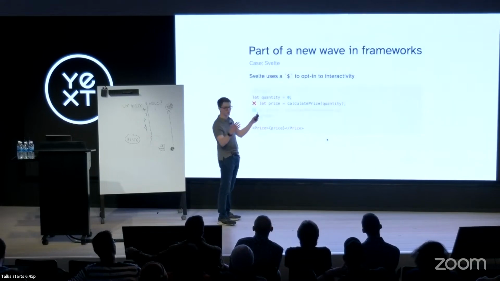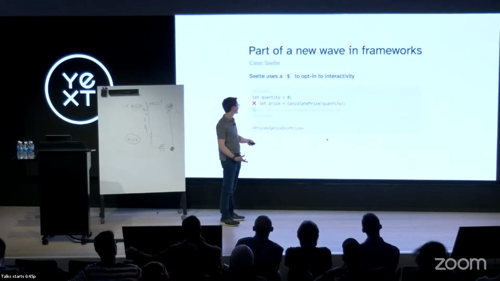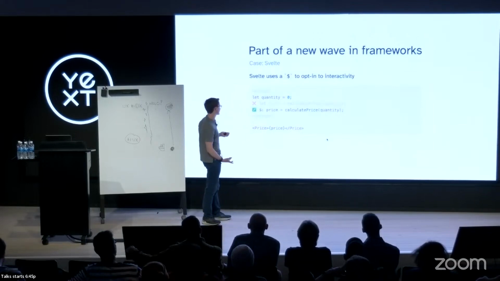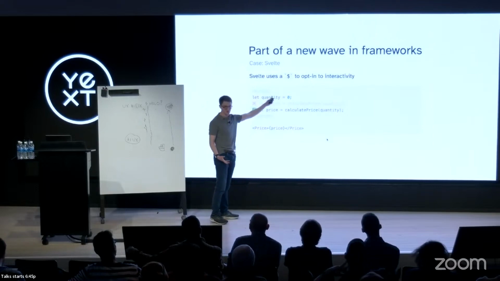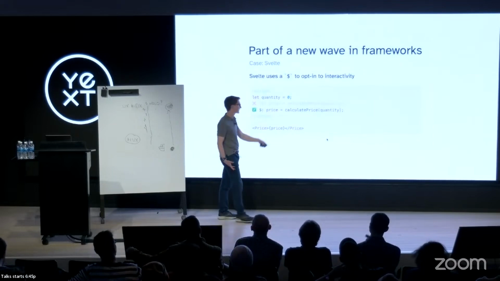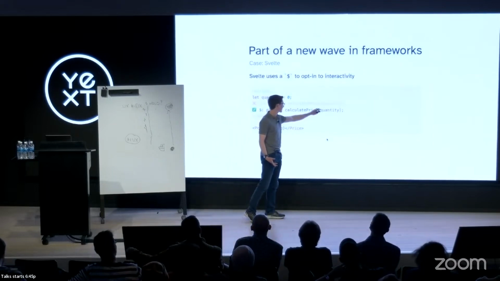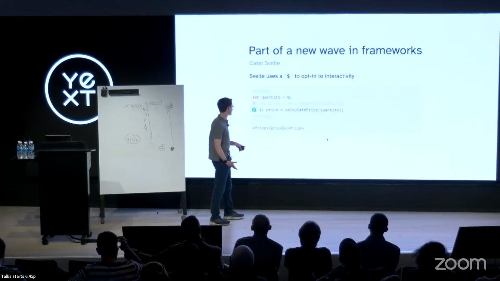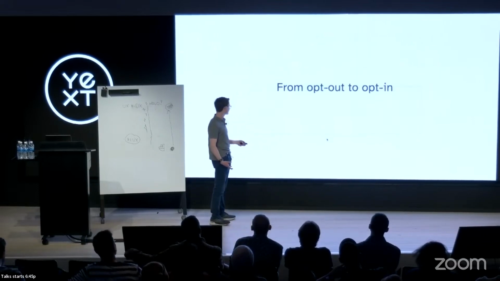And this is part of a whole wave in how frameworks are thinking about things in an opt-in manner. Svelte is one of them, using a $ to opt in interactivity. This is a more interesting example because they use very spicy syntax. But in here, variables are just variables that you can reassign. And they use a $ to say that this variable depends on some other. And it's able to compile away that quantity is a dependency, so it'll recompute this when this changes. And it'll only rerun the part of the UI that depends on it, which is the price component.